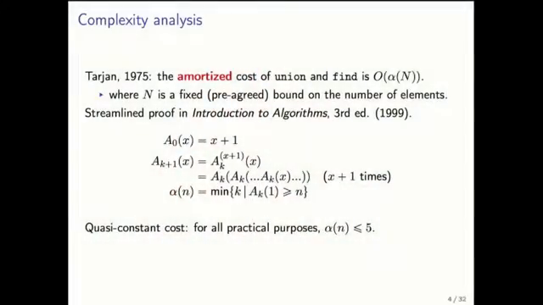So the complexity analysis was first done by Tarjan in '75, and at the time the paper published by Tarjan was quite complicated. But it's been simplified over the years by Tarjan himself and by others, including Kozen. And you can find a very simple proof today, either in the textbook I have cited here or in some course notes which are available online by Tarjan.